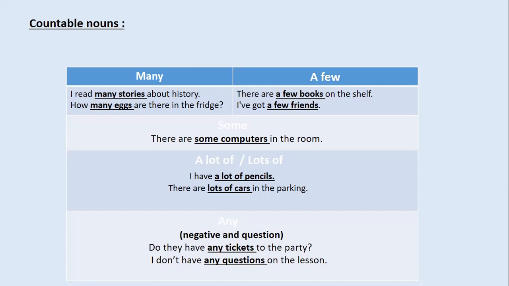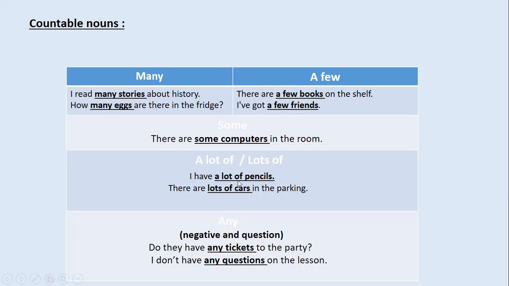So you have to know that we can't say a lots of, or add a before lots of. It is only lots of and a lot of. I have a lot of pencils. So pencils is a countable noun. اسم معدود. I can count them. 1 pencil, 2 pencils, 4 pencils. We use for it a lot of or lots of. There are lots of cars in the parking.